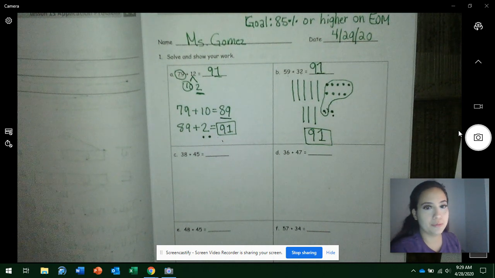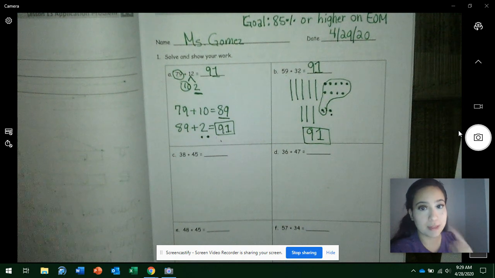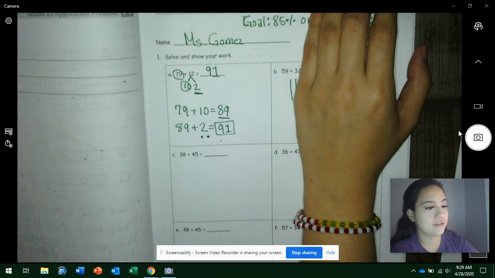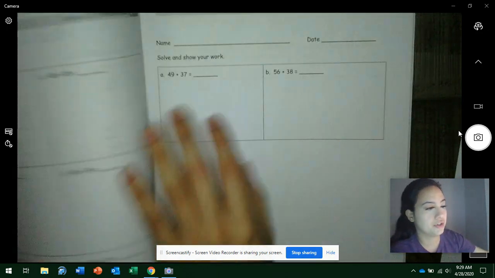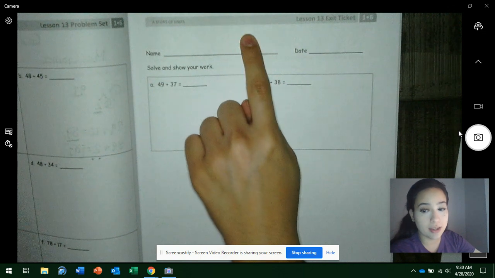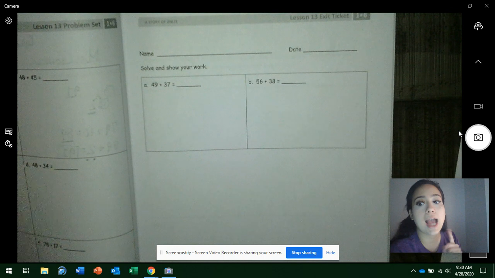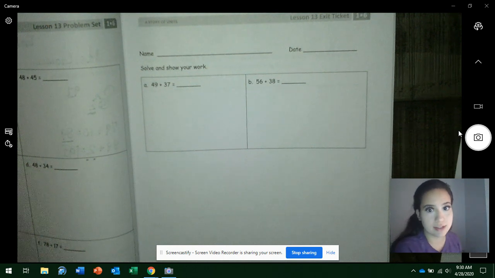So there you go. Make sure you work it out the best way that works for you, the best way that you can show your work and get it right. Okay? And after that, also make sure to finish your exit ticket, name, date, and goal in your heading, and make sure you show your work. It's going to see how you got to your answer.